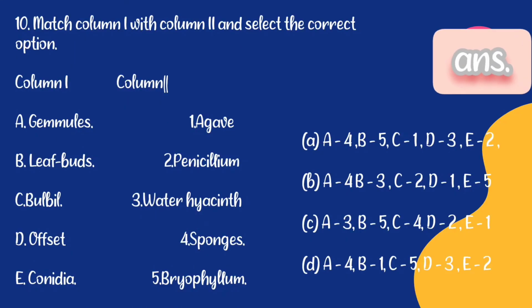10. Match column 1 with column 2 and select the correct option. Column 1. A. Gemmules. B. Leaf buds. C. Bulbil. D. Offset. E. Conidia. Column 2. 1. Agave. 2. Penicillium. 3. Water hyacinth. 4. Sponges. 5. Bryophyllum.